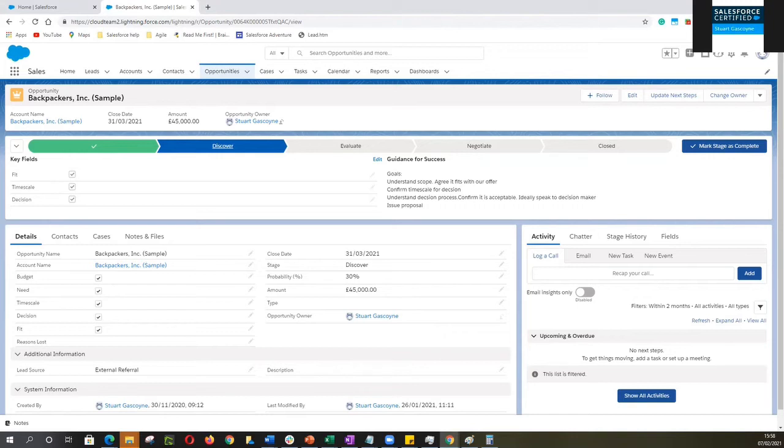The second criteria is timescale. By this, I mean confidence that the close date for the opportunity is correct. So if in this example, I'm estimating that the deal will close on the 31st of March, 2021, that I have a high level of confidence that that is the date that a decision will be made, whether it's in our favor or in a competitor's favor.